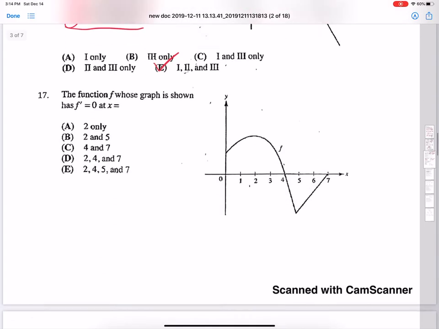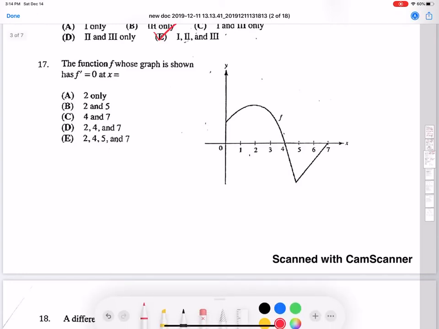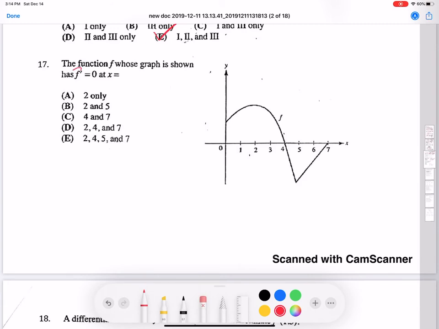Number 17. Function f, whose graph is shown, has f prime equal to 0 at. All right, f(x) function is the graph, right? Derivative function means what? Slope of tangent line. At x equals 2, f(x) has a relative maximum point. At a relative maximum or minimum point, if we find the tangent line, that line's slope is going to be 0. That means derivative 0, right? So at x equals 2 only.